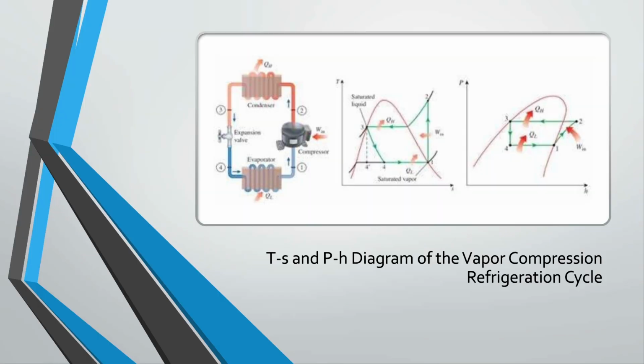Now, let's take a closer look at these two diagrams, the TS and PH diagrams, which help us visualize the vapor compression refrigeration cycle used in screw chillers. Starting with the TS diagram, which stands for temperature entropy, this graph shows how the temperature of the refrigerant changes as it moves through the cycle, while also tracking entropy, which basically represents the disorder or energy dispersal in the system. At the beginning of the cycle, we have low temperature and low entropy in the evaporator.